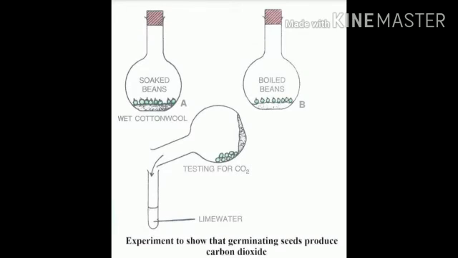Children, let's study the second experiment. Experiment to prove that carbon dioxide is produced during respiration in germinating seeds. For this experiment, we take two round bottom flasks, flask A and flask B, and we place some wet cotton wool at the bottom of each flask. In flask A, we place soaked seeds and in flask B we place boiled beans.